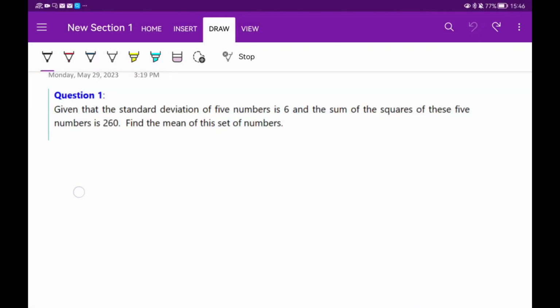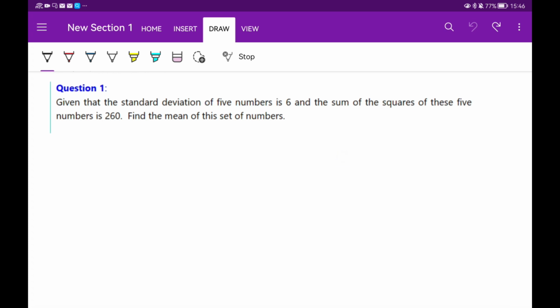Hi guys, so in this chapter we will learn how to calculate variance and standard deviation and also find mean and median. So I did take some SPM focus questions to let you guys do. So let us see question 1.